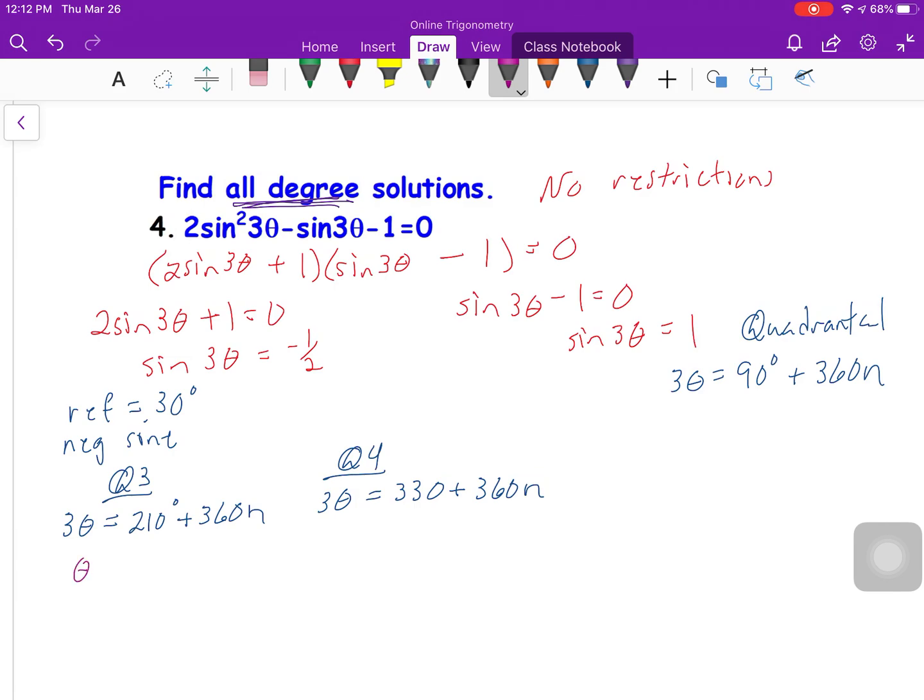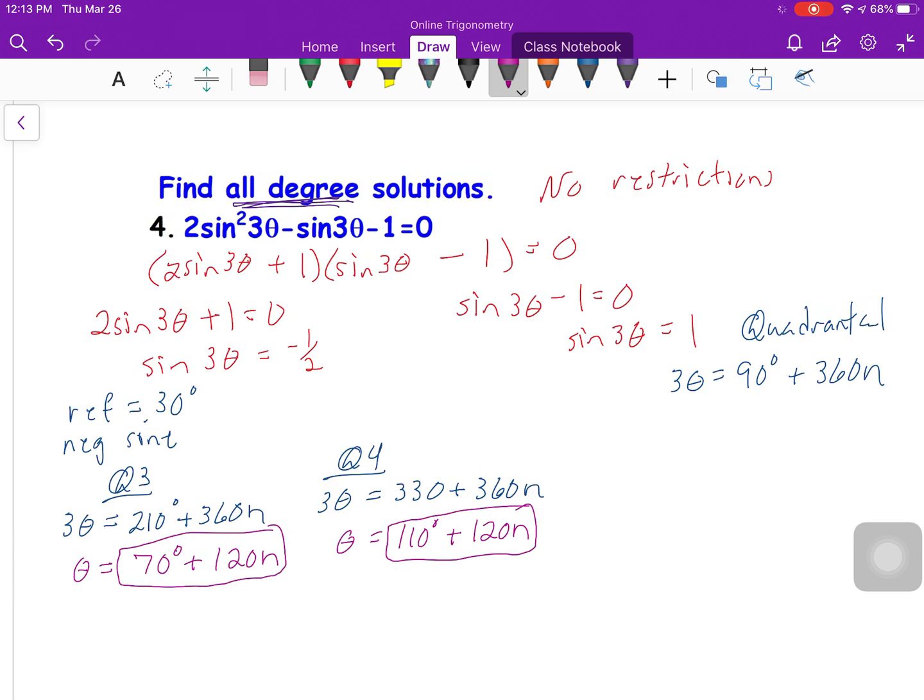If I divide everything by 3 on the quadrant 3, I get theta equals 70 plus 120n. That would be one of our solutions. Quadrant 4, I would get 110 plus 120n. And finally, the quadrantal one, I would get 30 plus 120n. All 3 of those would stand for our solutions to this equation.